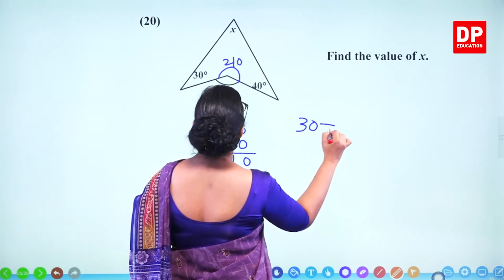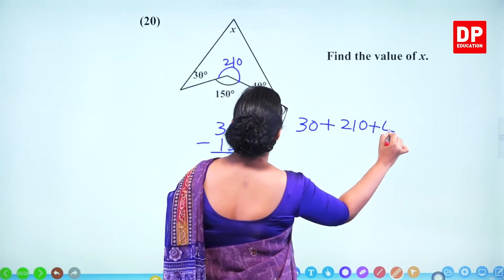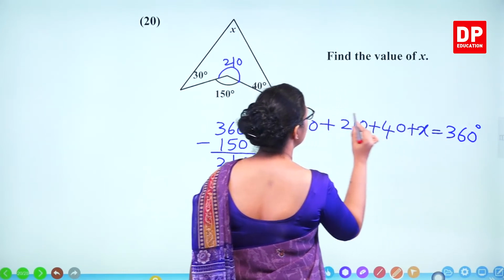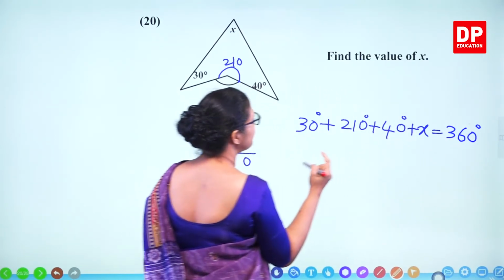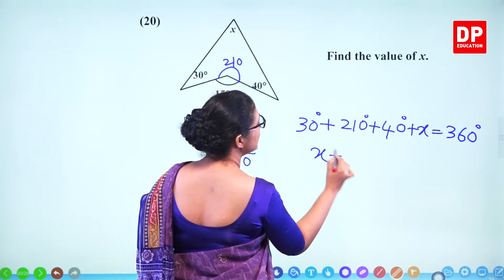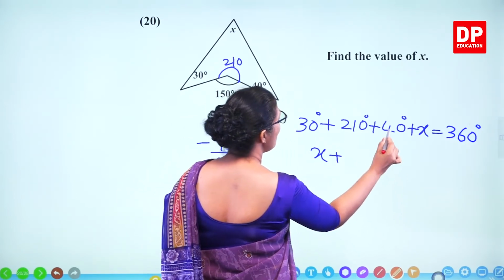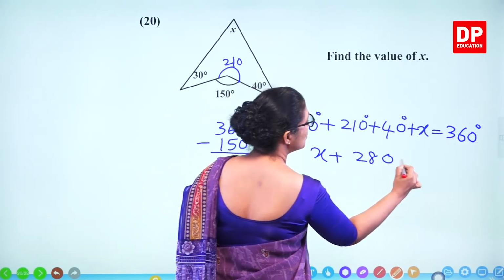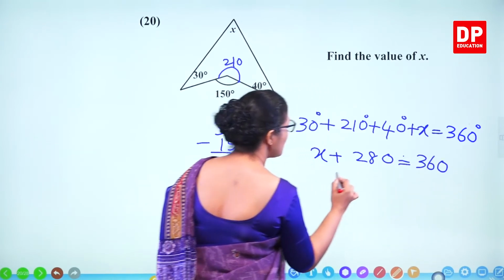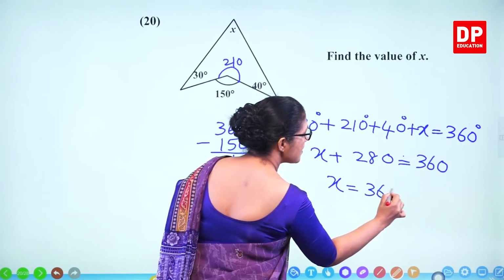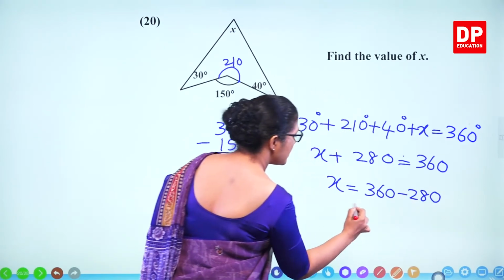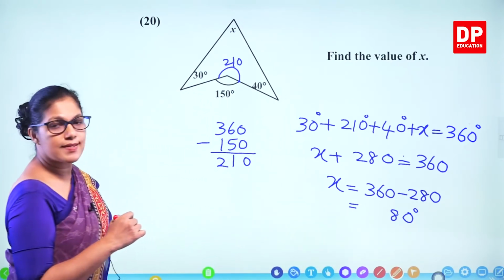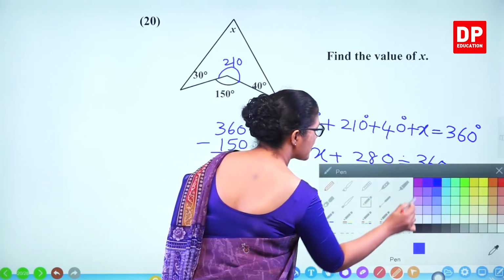Now you can add and equate to 360. So 30 plus 210 plus 40 plus x is 360, because that's a quadrilateral and all these are angles. So what is x? Add all three, you get 280. Now subtract from 360 and find x. 360 minus 280, so 80 degrees is x. So you get 2 marks for this.